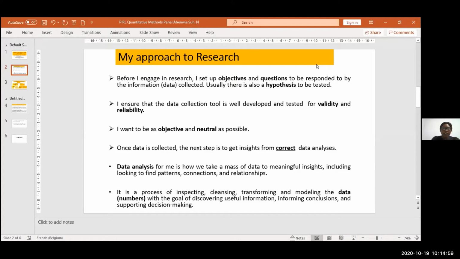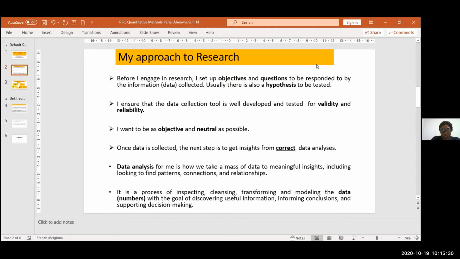During the research process, I want to be as objective and neutral as possible, given that research, especially public health research or research as a whole, is an important activity, and the results will be used to guide decision making. There is need to be bias-free and be very objective, such that the result obtained could be considered seriously.